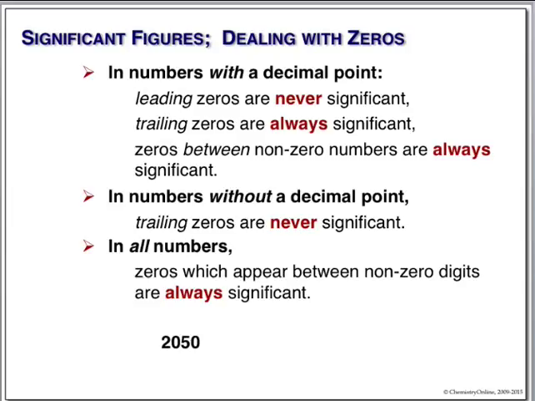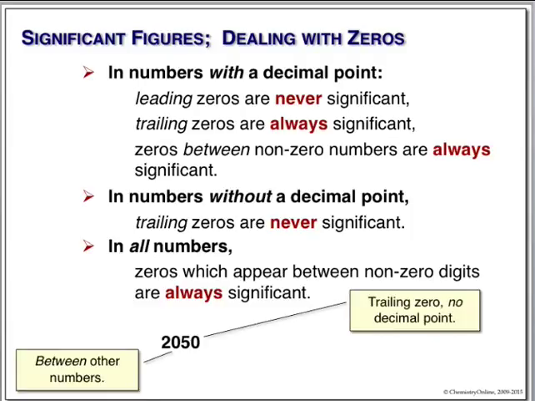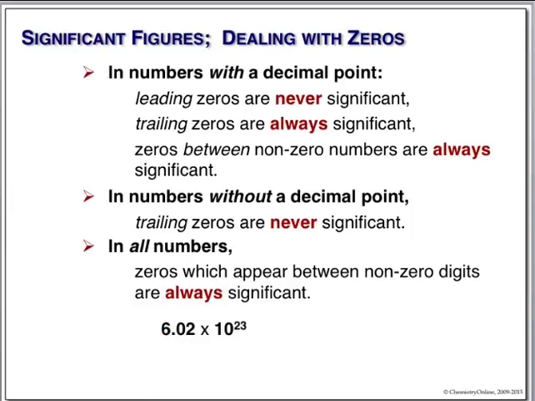No decimal point. Trailing zeros go away. This is between two real numbers, three significant figures. Now that sounds hard. How about 6.02 times 10 to the 23rd?